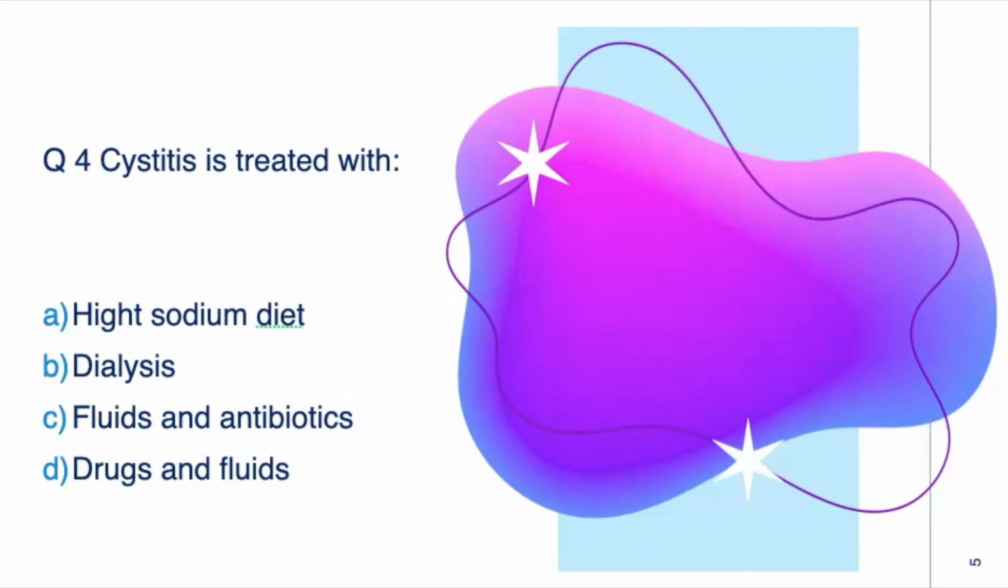The only one that makes any type of sense... dialysis is for renal patients. We all know that. High sodium diet, that's out. The only one that makes any type of sense will be fluids and antibiotics. Anytime somebody has an infection, it's always recommended by the doctor to increase the fluid intake, and an antibiotic is also prescribed. So it will be fluids and antibiotics.